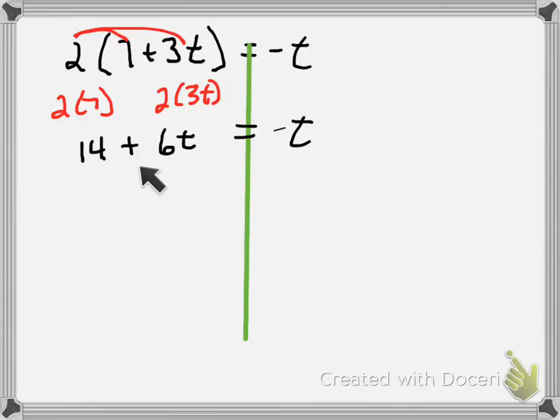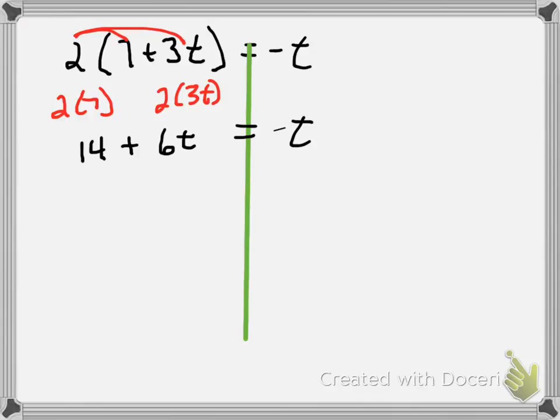Is it easier to move the 6t to the right? Or is it easier to move the negative t to the left? Which way do we want to do that? To the right. If we move the 6t to the right, then that's going to put the constant 14 on the left and our variables on the right. And that's just going to make it easier to solve.